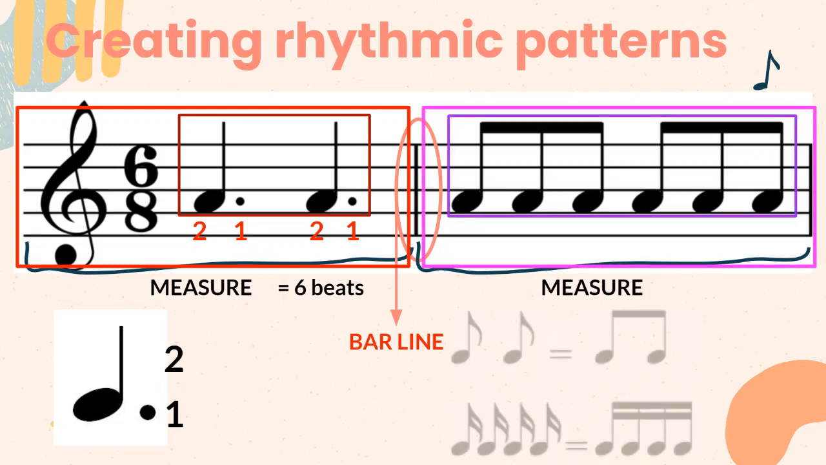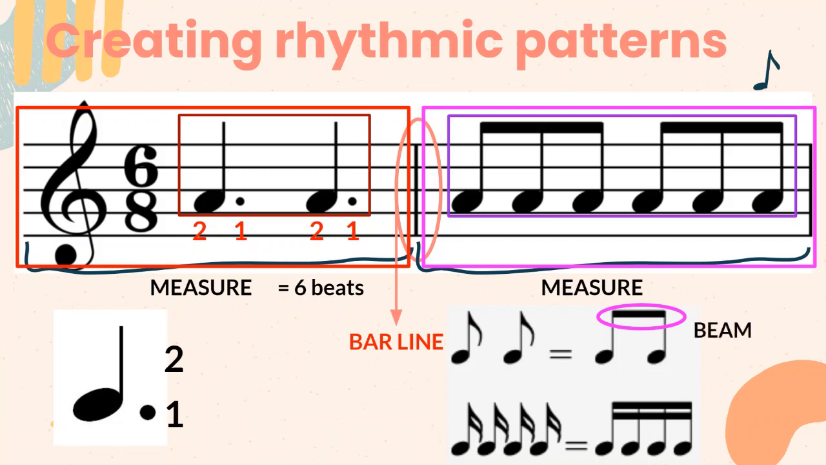Moving on to the second measure, we can see two sets of eighth notes. The line connecting the eighth notes is called a beam. One line means the notes are eighth notes and two lines means the notes are 16th notes. Going back, the value of an eighth note is 1, so if we total the number of beats in this measure, it will result to 6 beats.